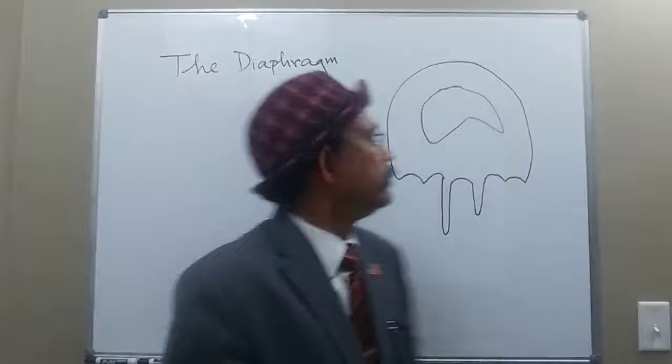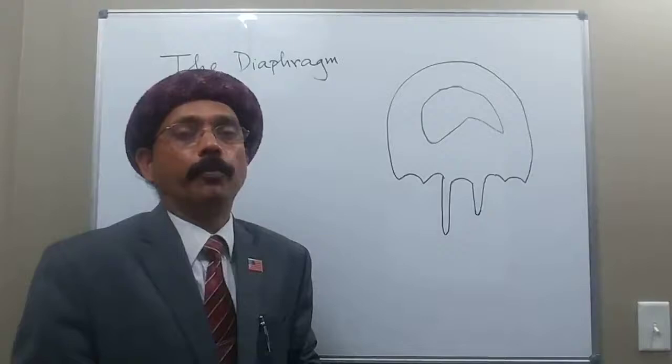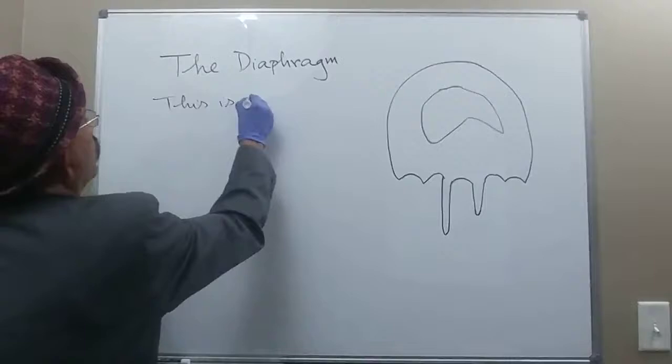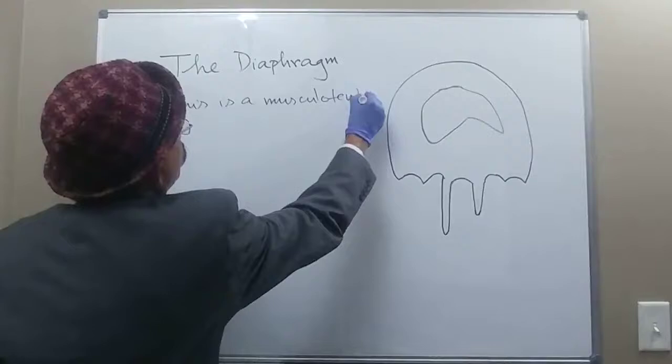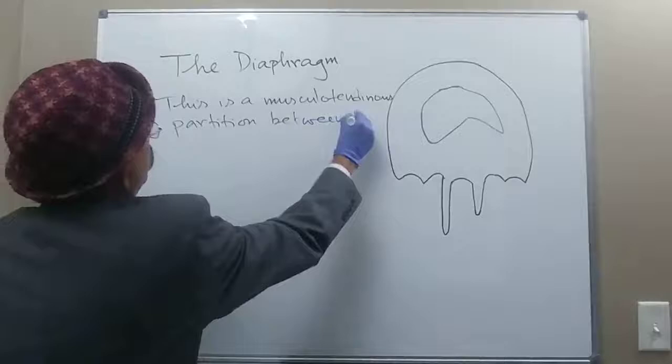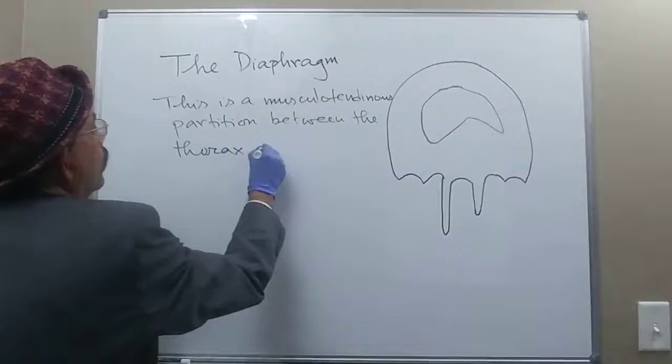So the diaphragm is a musculotendinous partition between the thorax and the abdomen.